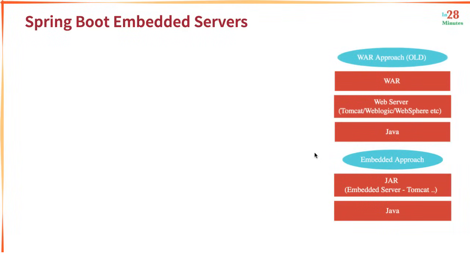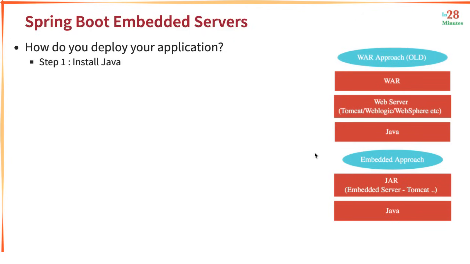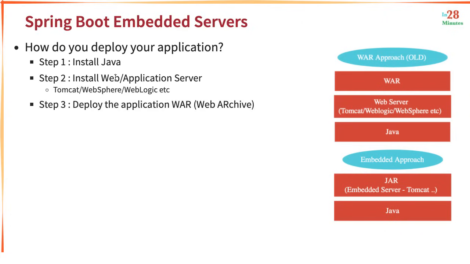Welcome back. In this step, let's talk about embedded servers. If you go a few years back, the way you deploy your application is first you would install Java, and then you would install a web server or an application server. There are a number of web servers or application servers which are available like Tomcat, WebLogic, or WebSphere. And if I would want to install a Java application or a war file on the web server, I would need to first install Java and then install the web server. And only after that, I can go ahead and install my application war.